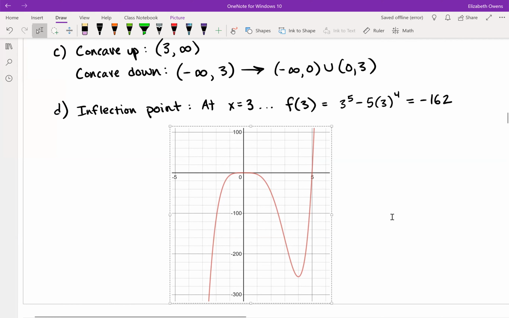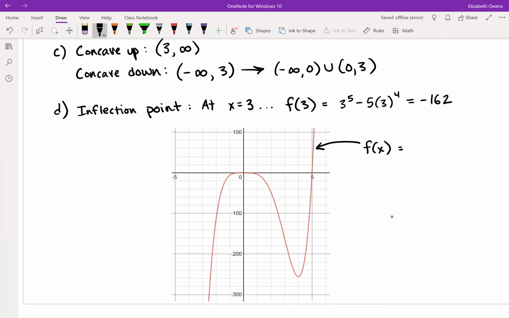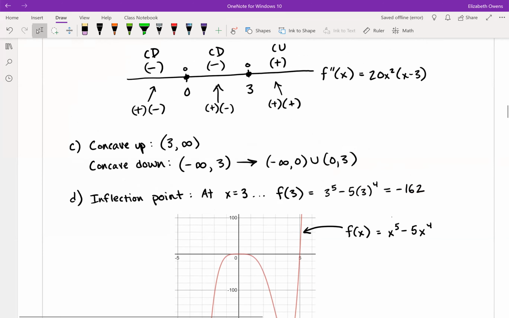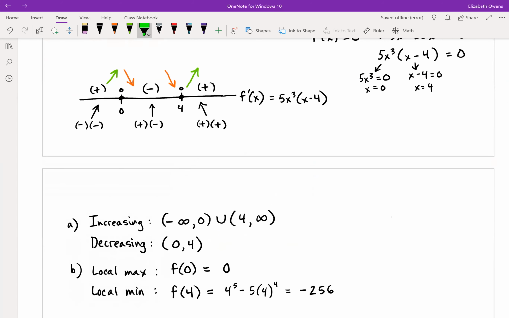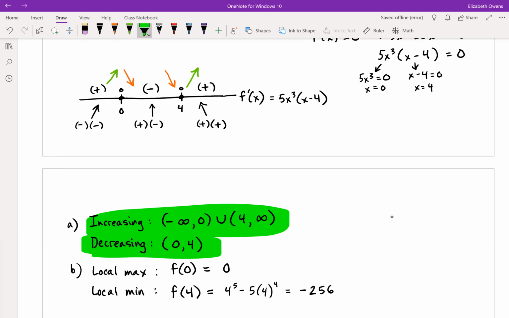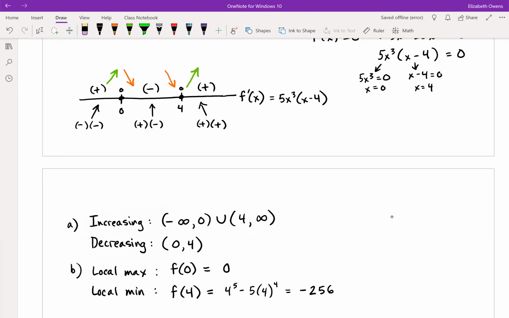So this is f of x, x to the 5th minus 5x to the 4th. And let's just run through and see all the things that we identified based on our derivatives here. Based on our first derivative, we said that the function was increasing from negative infinity to 0 and 4 to infinity, and then decreasing from 0 to 4. Let's check out those intervals on the graph.